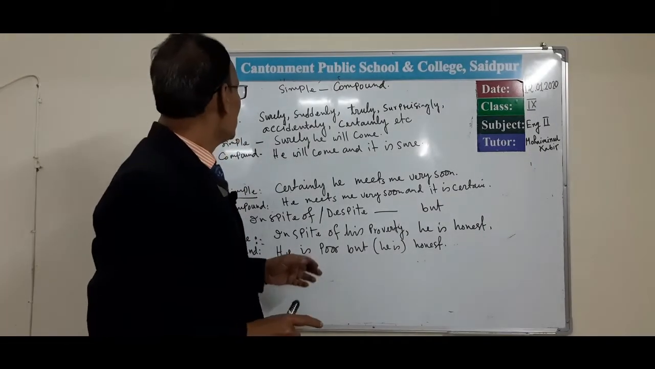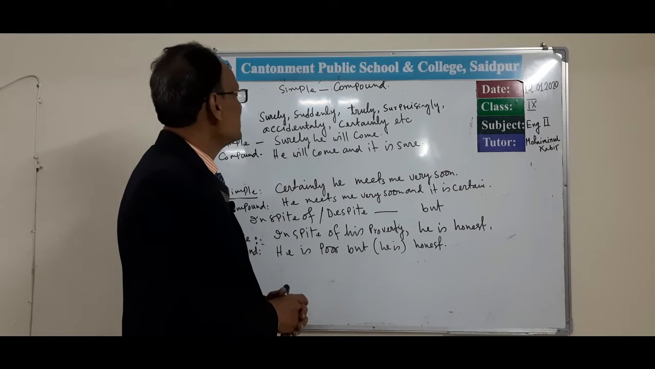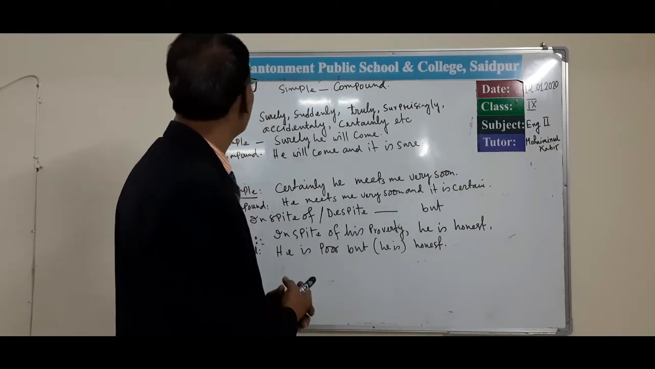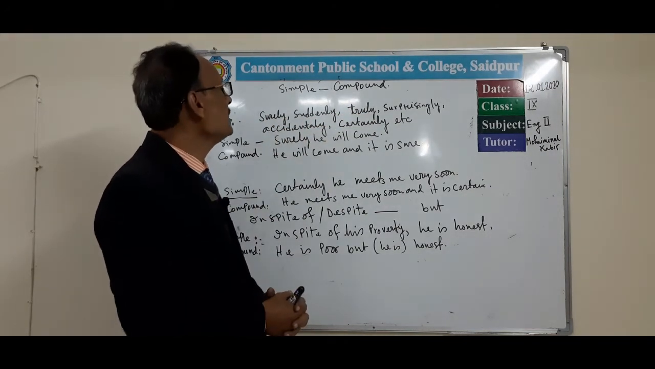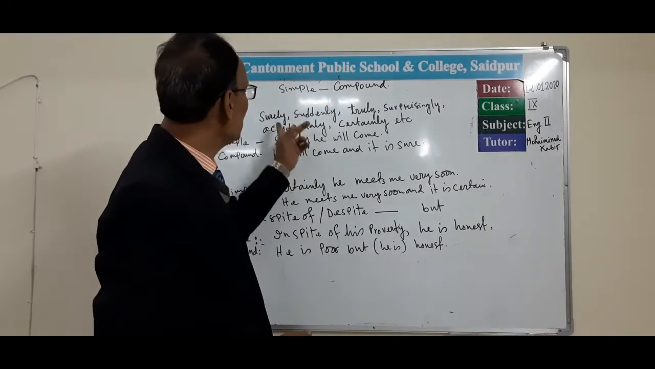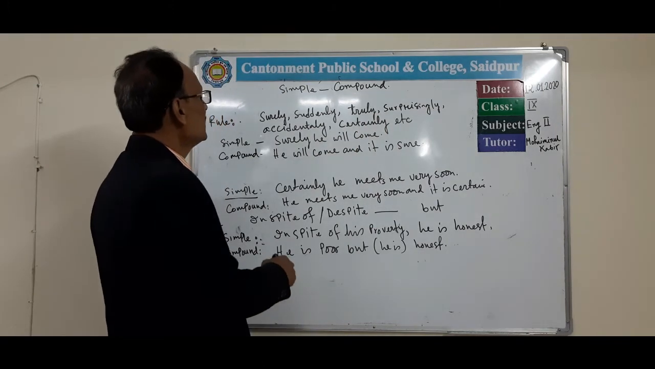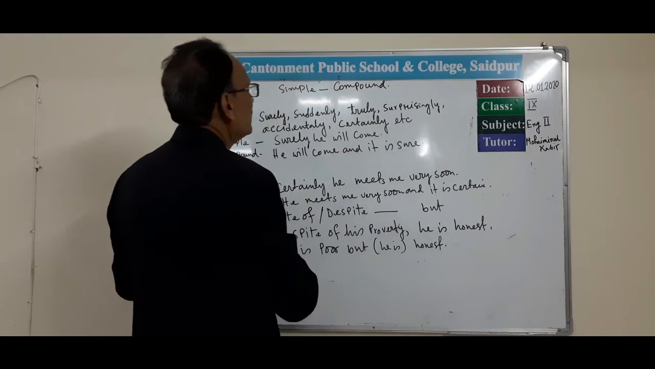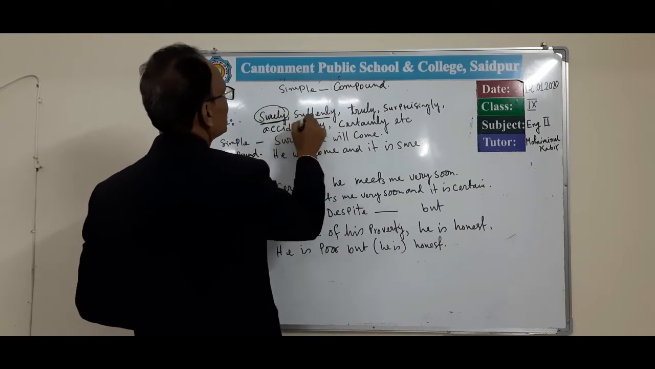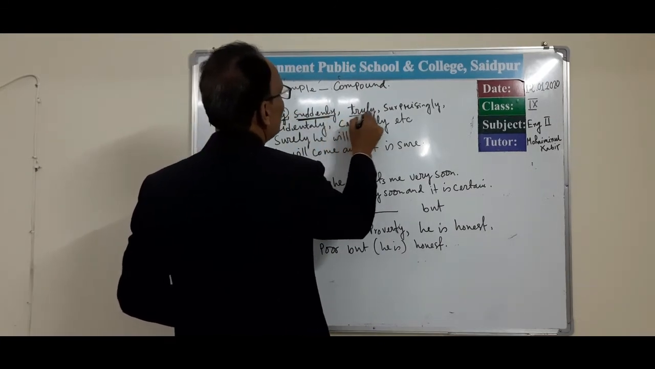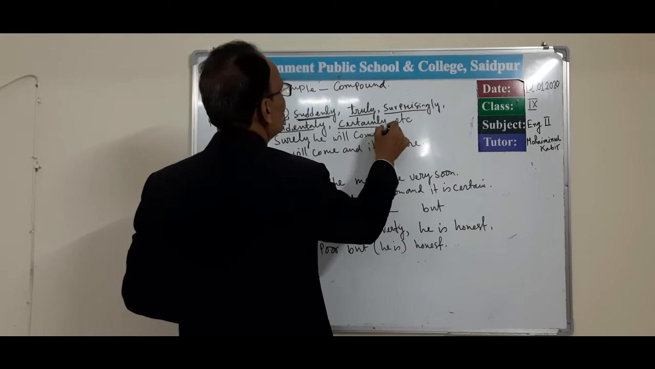Dear students, look at the whiteboard. Whenever you get some adverb in a simple sentence, how can we transform it into compound form? Such as surely, suddenly, truly, surprisingly, accidentally, certainly, etc. In that case we use the adjective or noun form. Surely will be sure, suddenly will be sudden, truly will be true, surprisingly will be surprise, accidentally accident, and certainly will be certain.